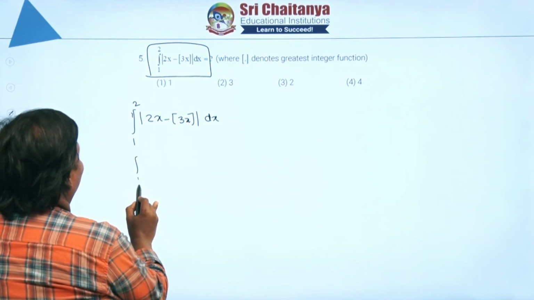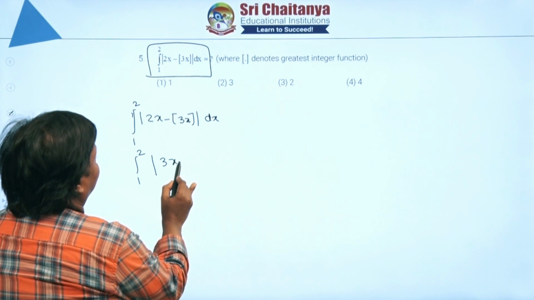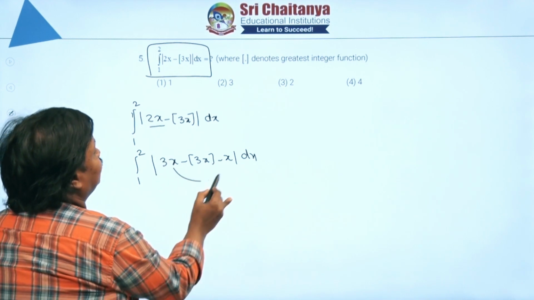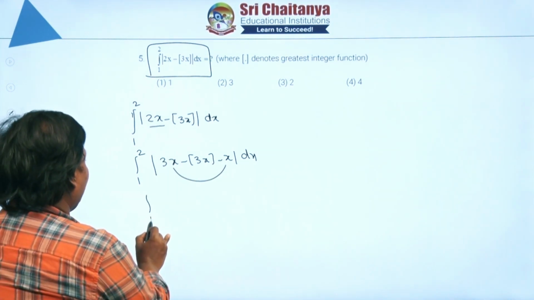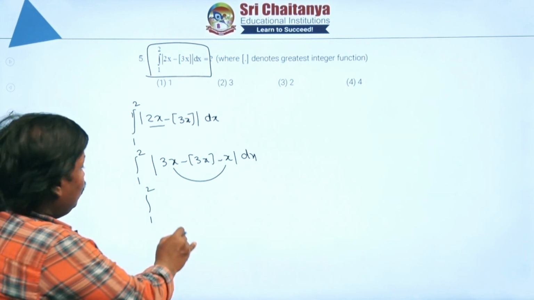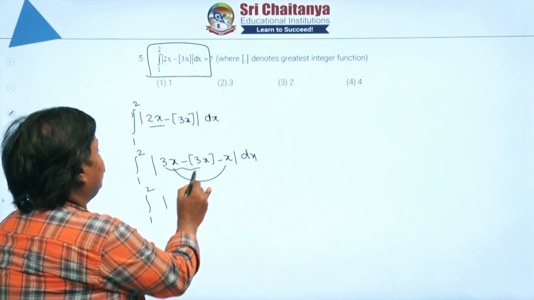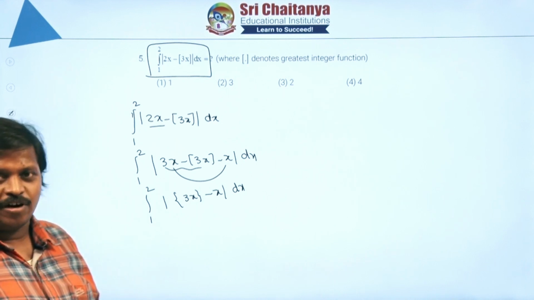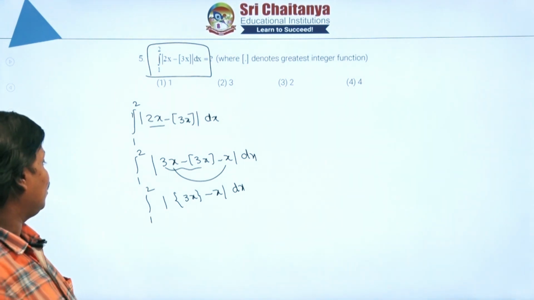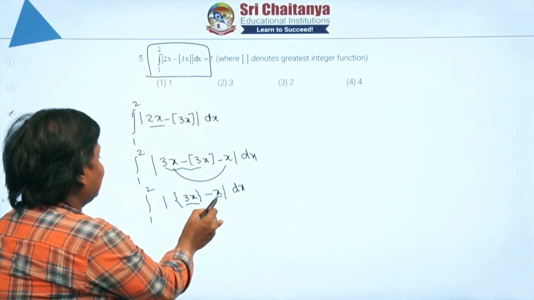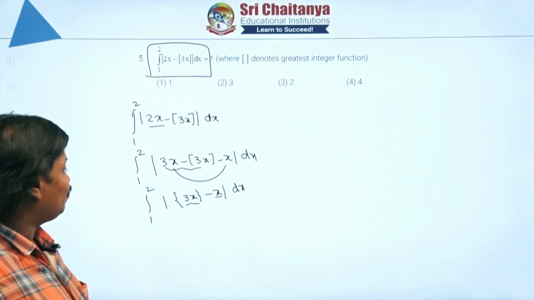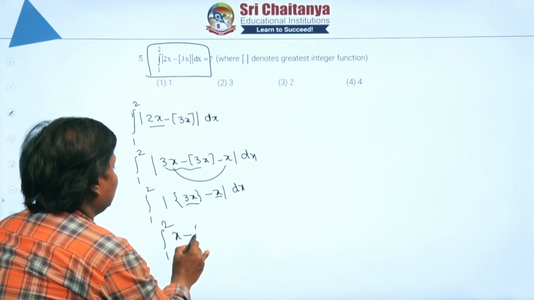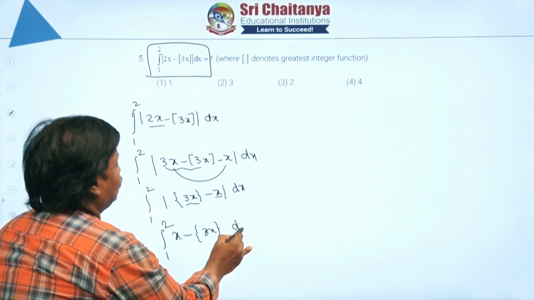So I write this as integral from 1 to 2 of mod of (3x minus [3x] minus x) dx, because 2x I write as 3x minus x. So now it will be the integral from 1 to 2 of mod of ({3x} minus x) dx, where {3x} is the fractional part of 3x. But the fractional part of 3x is always less than 1, and x is between 1 and 2, so less than 1 minus more than 1 is negative. So when you remove the modulus, it becomes the integral of (x minus the fractional part of 3x) dx.